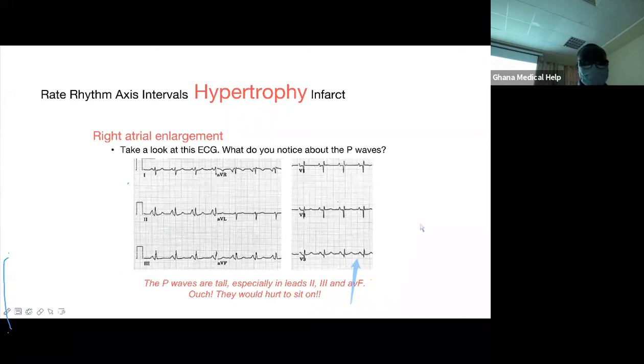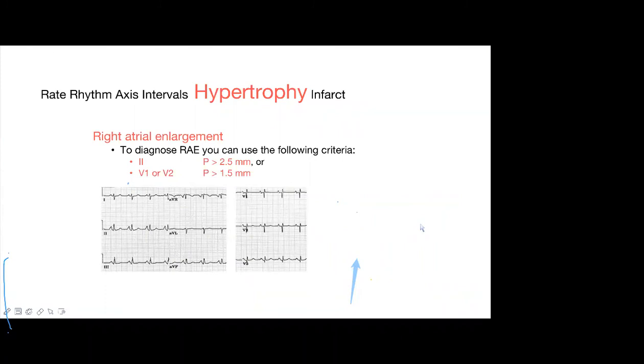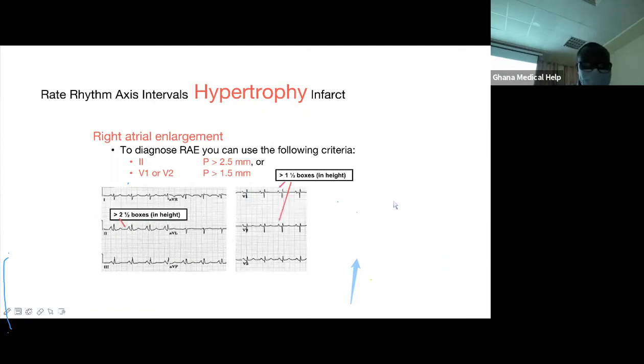Very easy to pick up. So just combine those two. How do we diagnose that? You look at lead 2. If the P waves are more than 2.5 millimeters, or in V1 or V2 more than 1.5, typically you can go in for a right atrial enlargement. It's best done by combining the inferior leads with V1. V1 typically will show you the biphasic wave. You keep forgetting about that.